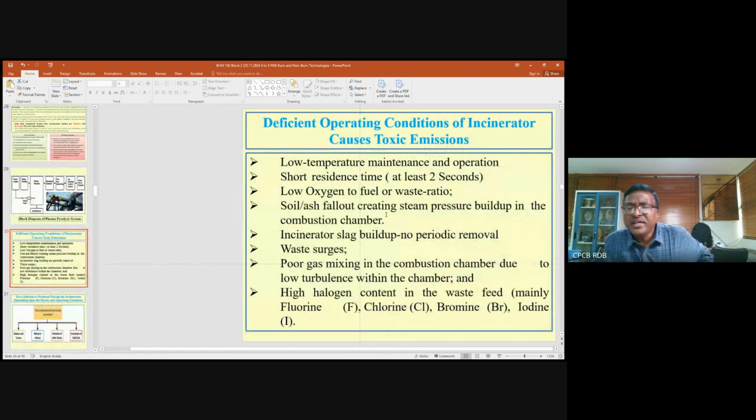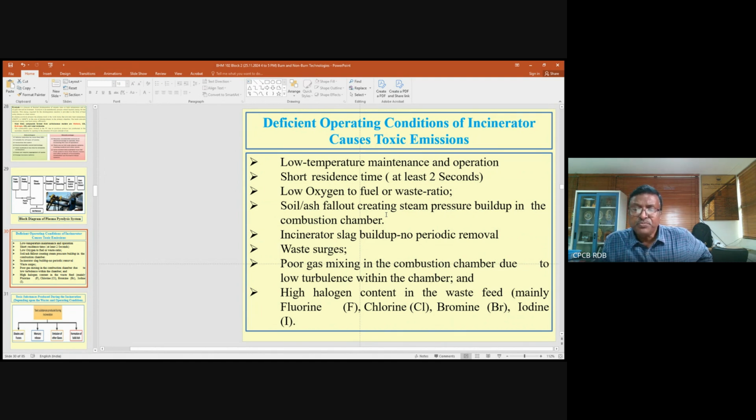Generally, what conditions do you have to maintain in order to reduce toxic emissions, or under what conditions are toxic emissions generated? Low temperature maintenance: if you have not maintained adequate temperature in the incineration process, then toxic emissions will be generated. If the adequate duration of combustion is not maintained, at least 2 seconds of combustion in the secondary chamber, then you can expect toxic emissions. Low oxygen: if adequate oxygen is not supplied in the primary and secondary chambers, the waste will not be converted into harmless compounds. In such a case, the gases or the ash may also contain toxic constituents.